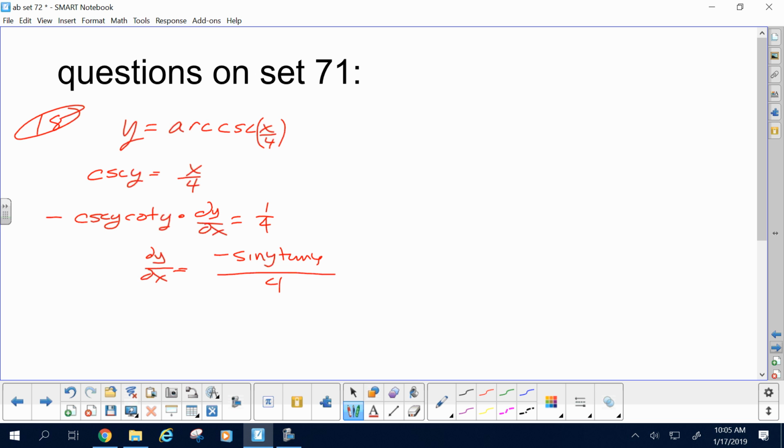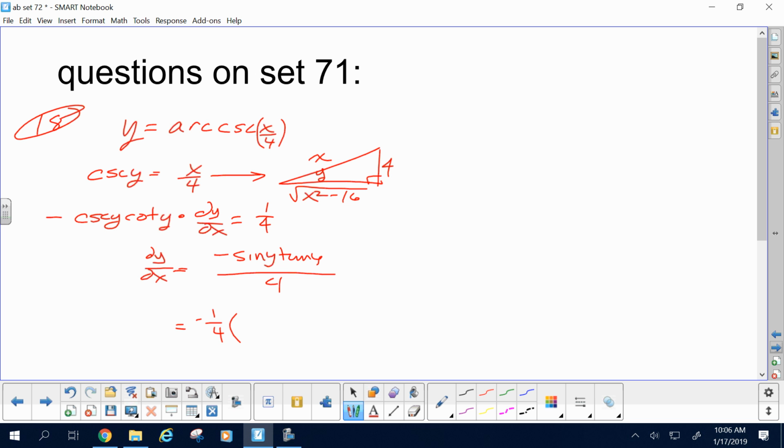All right? Now, here's where we need to sub back for those trig expressions with some x equivalent. This is how we do that. If you draw a triangle based on that trig equation, y is the angle, and x over 4 implies, well, if cosecant is 1 over sine, then instead of opposite to hypotenuse, it's hypotenuse to opposite. Hypotenuse is x, opposite is 4. By Pythagorean theorem, the adjacent side then is the square root of x squared minus 16.